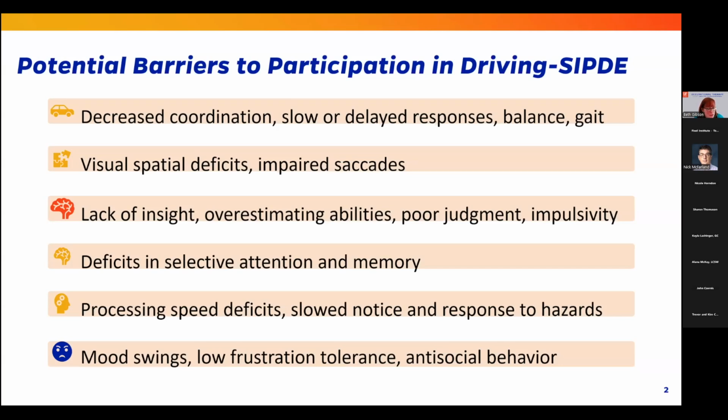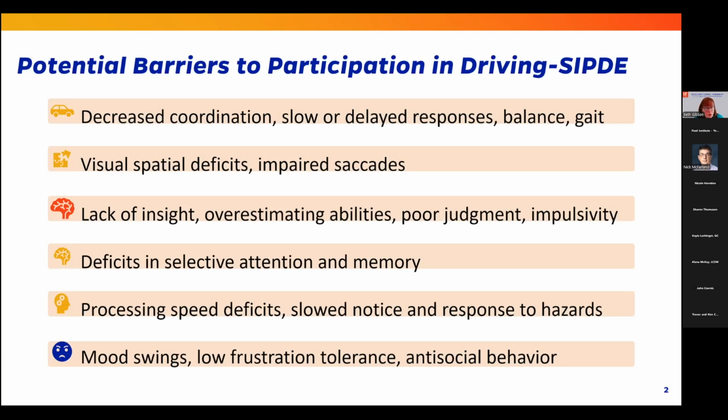So S is searching the environment. I is identifying important information. P is predicting the actions of other road users. D is deciding what you're going to do, and E is executing it. So what I want you to think about, rather than me talk about all these different symptoms, which have already been covered, what I want to do is talk about things in relation to driving.